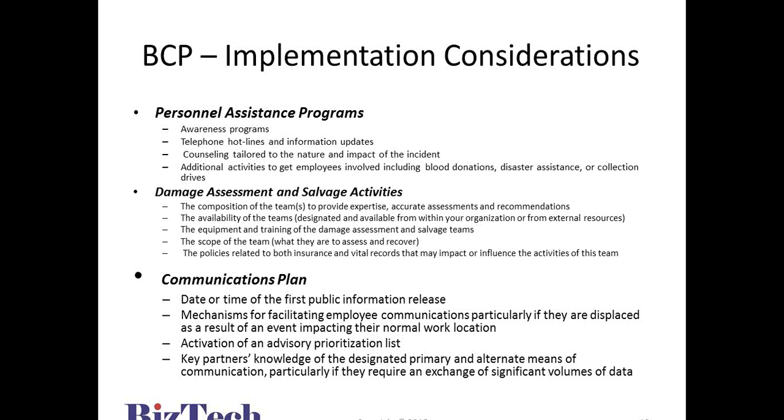Because without any guideline, you're completely out in the open. You don't know what you're doing. So it's always good to have a plan. And you need to have the policies related to both insurance and vital records that may impact the activities of the team. So again, insurance, you need to have the right insurance plan. One of the outcomes of the planning and impact analysis is to have the right insurance in place. So risks can be mitigated with controls, but can be transferred also with insurance.